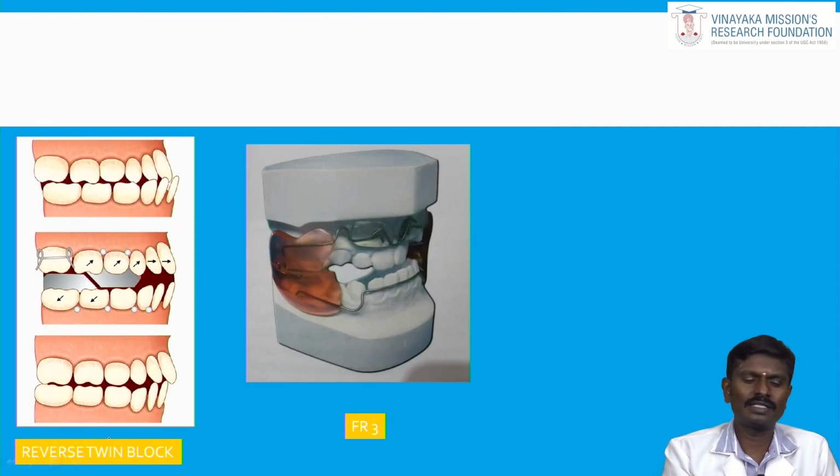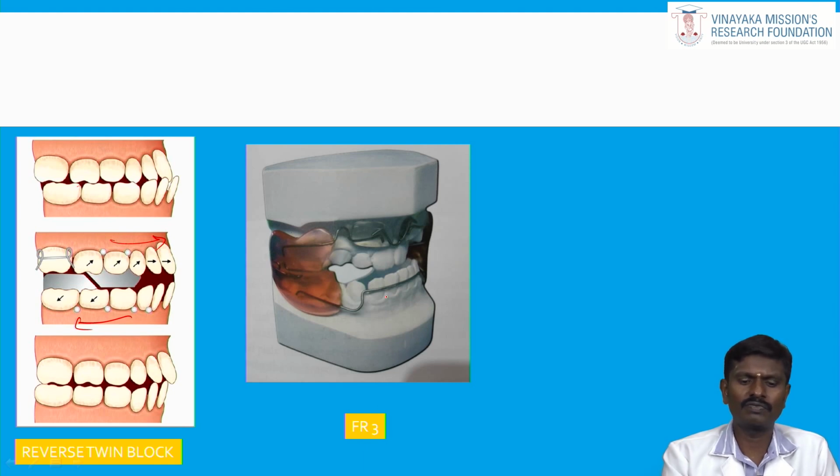So the other appliance is the reverse twin block appliance for class 3 correction. If the patient is in class 3 molar relationship, the twin block will take the mandible backward and bring the maxilla forward. This is after correction. And the next one is the Frankel appliance, the functional regulator.